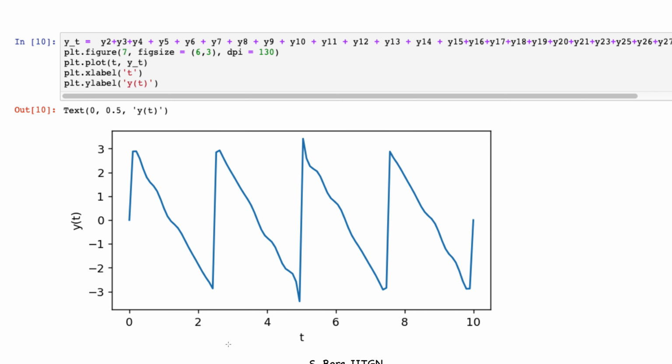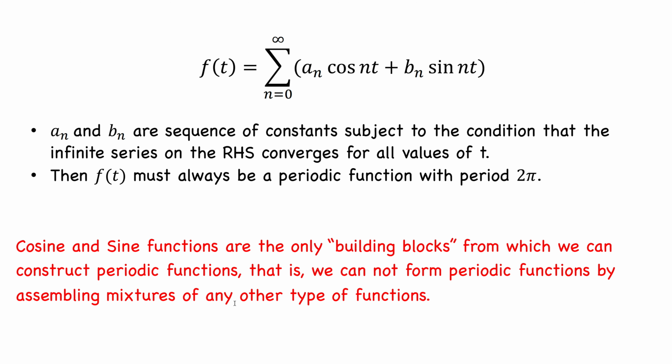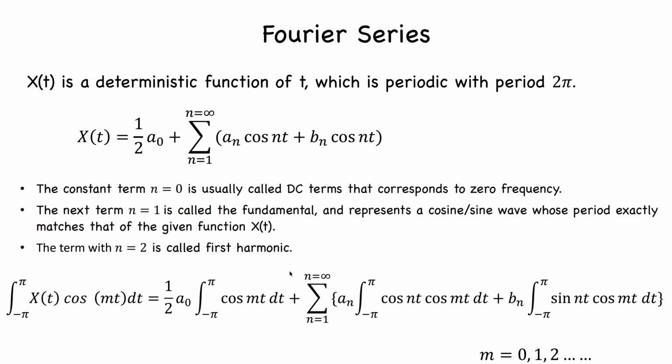Again, it is a periodic function. So we have seen by this example that any periodic function, at least two periodic functions, the square wave and this sawtooth wave, can be represented as a sum of sine terms. So mathematically, we can write this f(t) as summation over n equal to 0 to infinity of a_n cos nt plus b_n sin nt, because we chose sine and cosine terms, as I said before, they are basic building functions in mathematics.